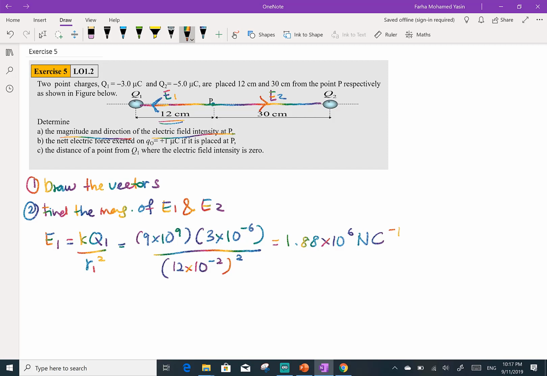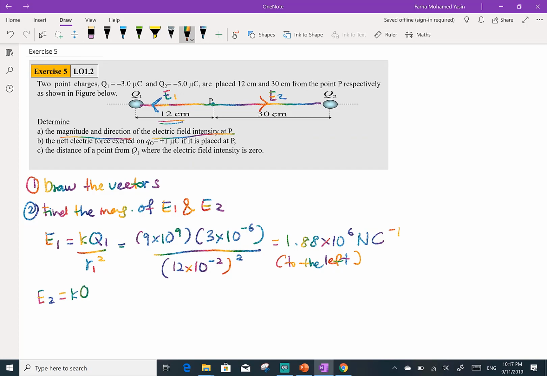Okay, remember that E is the vector quantity, so must have magnitude and direction. So direction E1 is to the left. Okay, so kita dah lukiskan di atas tadi. Okay, so now after we find the E1, we can find the E2.